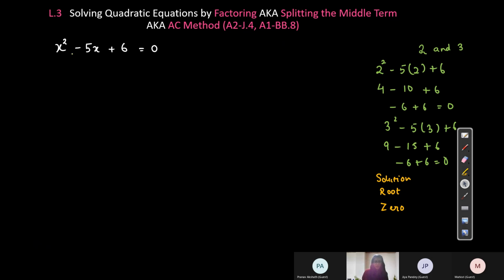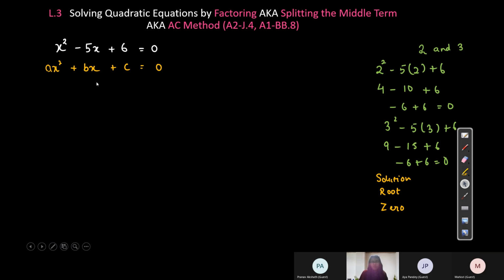Okay, now let's get back to this equation. The third method is very useful actually. It's called splitting the middle term, or factoring, or the AC method. So it goes like this. First, I will write the general form of a quadratic equation. The general form of any quadratic equation is ax squared plus bx plus c equals 0, where a, b and c can be any integers.